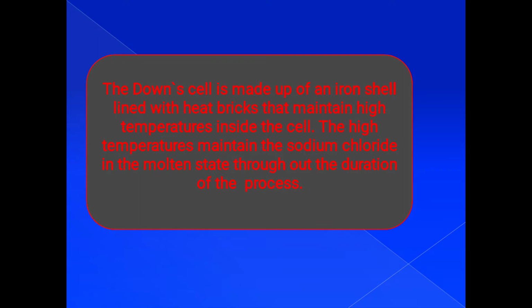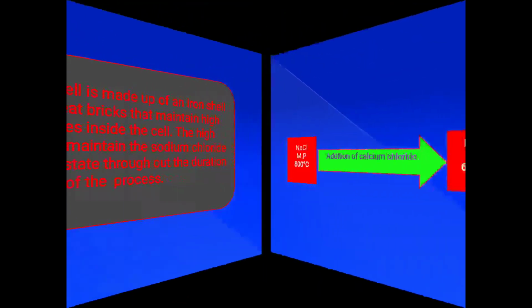The Downs cell is made up of an iron shell lined with heat bricks. What you are seeing is lined with the heat bricks that maintain high temperatures inside the cell. Because remember, sodium has a very high melting point, and for that purpose we need a lot of heat. One of the ways to maintain the high temperatures in our cell is by lining the walls of the cell with heat bricks, so that the sodium chloride remains in a molten state throughout the process.